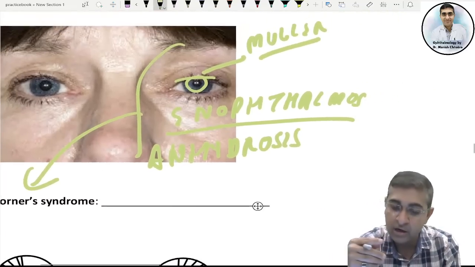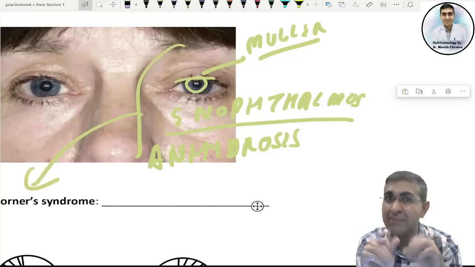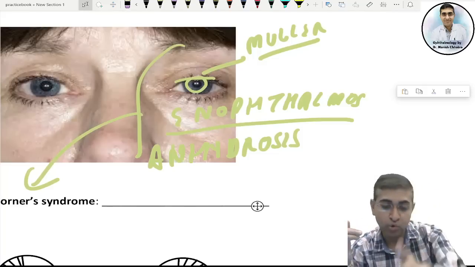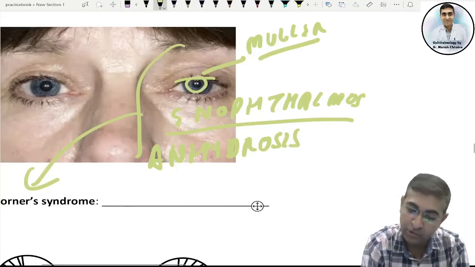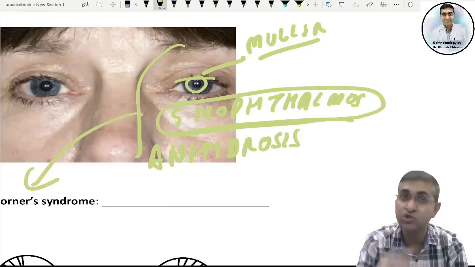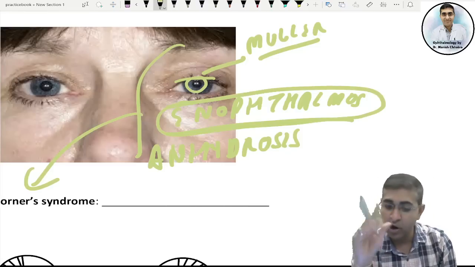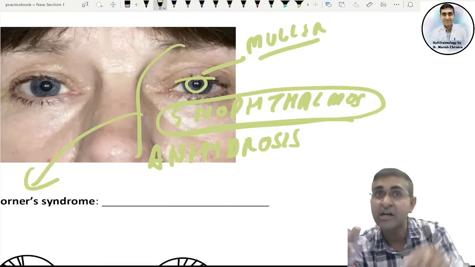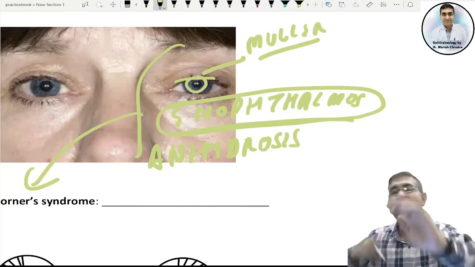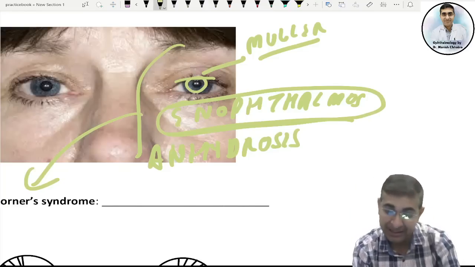Now if the examiner asks which of the following is seen in Horner syndrome except ptosis, enophthalmos, anhidrosis, miosis, you will mark enophthalmos because this is not true enophthalmos, this is pseudo enophthalmos. Now if the options are changed, and the options are mydriasis, enophthalmos, anhidrosis and ptosis, then because mydriasis is entirely the opposite of miosis, you will mark mydriasis in this case.